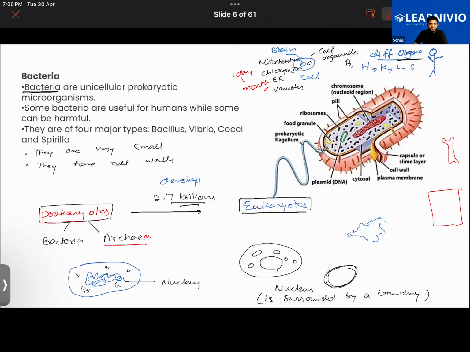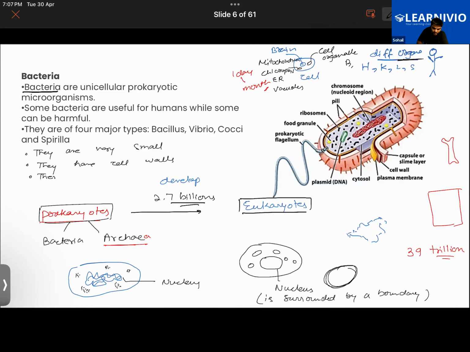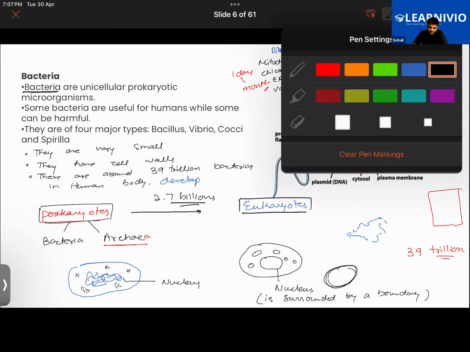Just imagine the number. If you look at the exact figure, there are around 39 trillion bacteria found inside our body. Most of them are found in the intestine. Many of them are helpful, many of them are bad, and many of them help in the process of digestion. So that is another figure. Note it down. Let me write it over here: there are around 39 trillion bacteria in the human body. Let me erase other things which I have noted here.